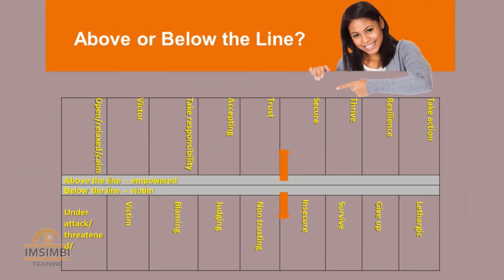When I'm below the line, I'm a victim, I feel threatened or under attack, I blame others, I judge others, I'm non-trusting, I'm insecure, I survive day to day on menial jobs, I give up easily, and I'm lethargic. When I live above the line and I'm empowered, I'm calm and relaxed, I'm a victor, I take responsibility, I'm accepting of others, I'm trusting of others, I'm secure, I thrive on my talents, I use my talents to thrive in my work, and I'm resilient, bounce back quickly from adversity, and I take action.